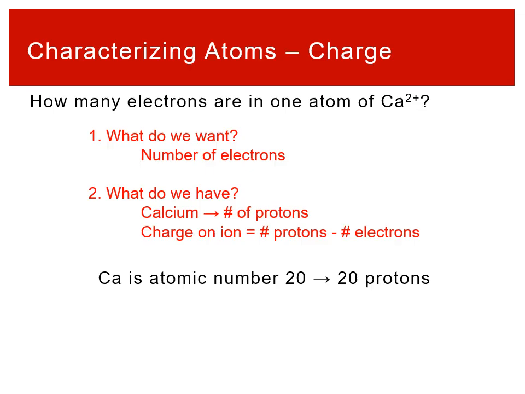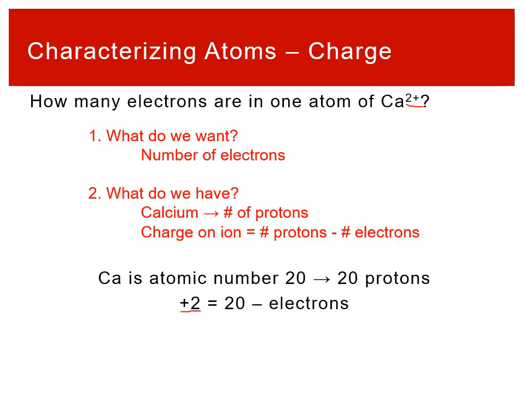The other piece of information is the charge on the ion. And we know that the charge on the ion is always equal to the number of protons minus the number of electrons. We know that neutrons don't matter because neutrons are neutrally charged. What matters is the number of protons and the number of electrons. So we can know that the total charge is the +2 right here.